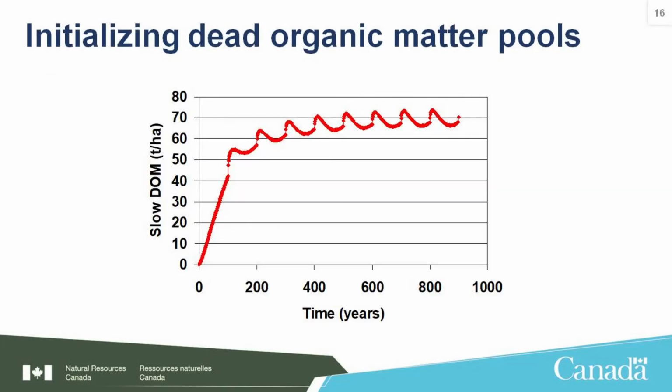Presented here is just a visual example of the spin-up process in terms of the slow carbon pool, and it shows the repeated cycles of growth and disturbance until the values between iterations reach 0.1% of each other, at which point the stand is regrown and the user-defined last stand replacing disturbance type is applied.